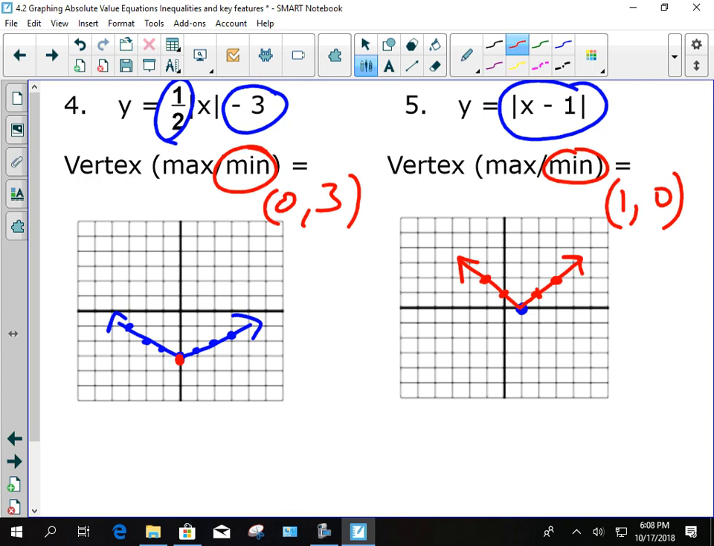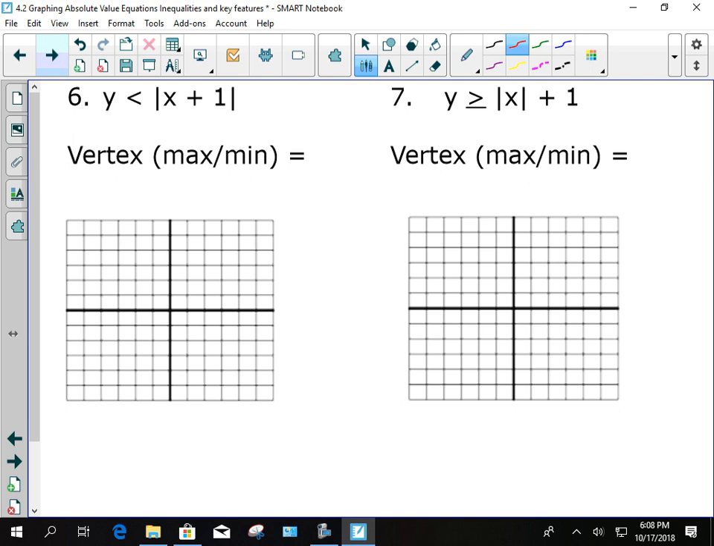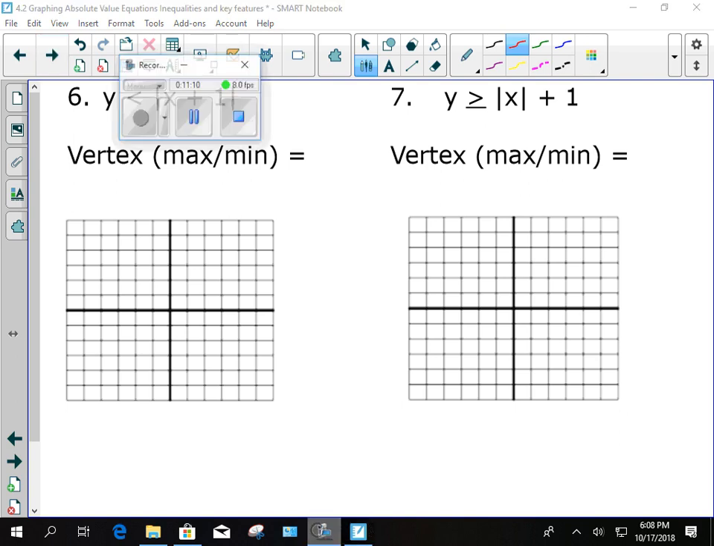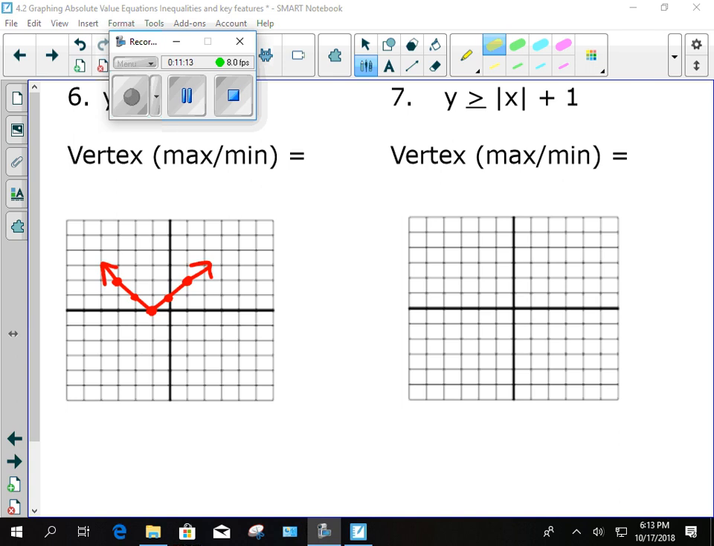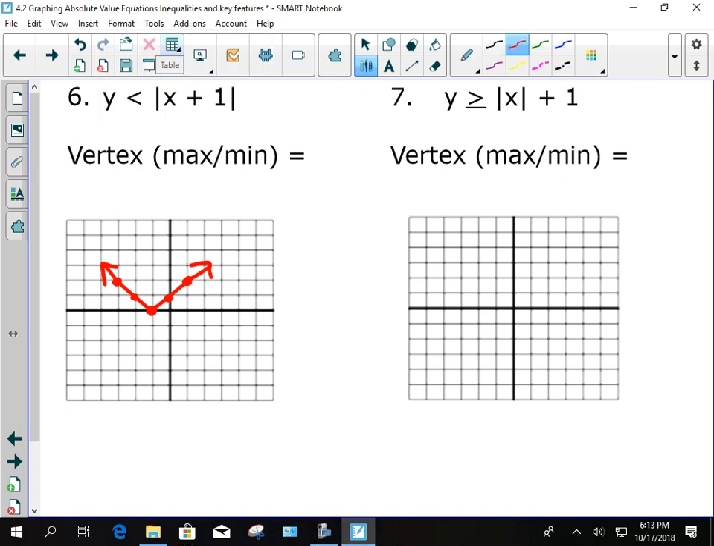So you go x first. It's over at 1 on the x. Didn't go up or down any. Okay. Now if you remember, with absolute values, you have to shade. So with my x, it lies, so I went over 1. I made my V. Now I have to shade.